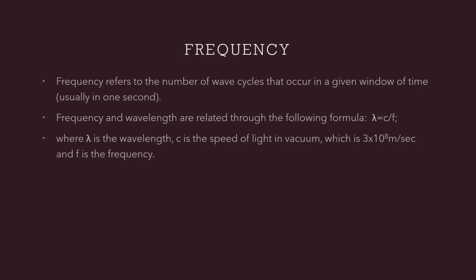The frequency refers to the number of wave cycles that occur in a given window of time, usually 1 second. There is a relation between the frequency and the wavelength. They are connected by the formula lambda equals c over f, where lambda is the wavelength, c is the speed of light in vacuum, which is 3 times 10 to the power of 8 meters per second, and f is the frequency. Or equivalently, lambda f equals c. So in a way, frequency and wavelength are interconnected. If you know one, you can always find the other.